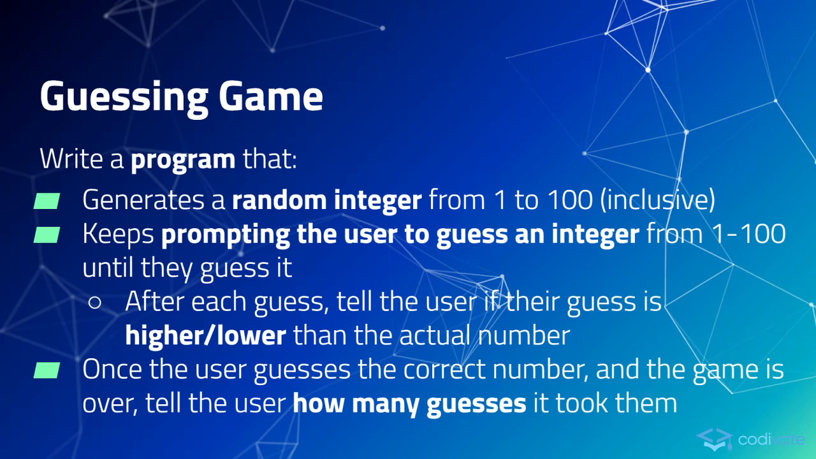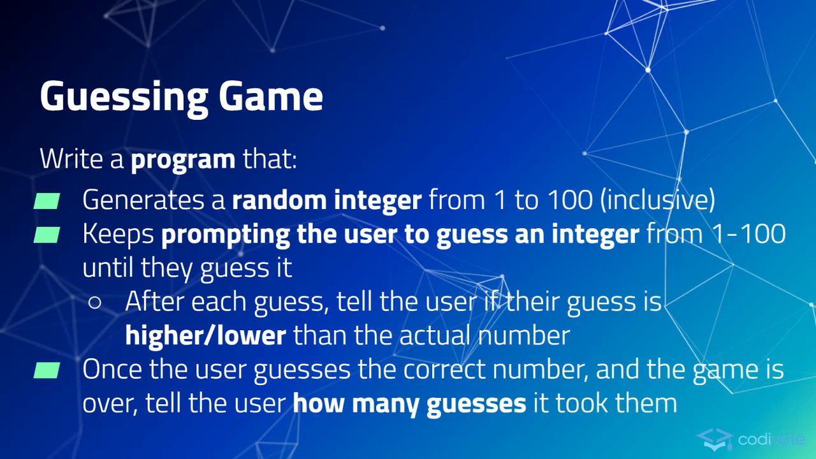Okay, the keep prompting part here sounds like we need to use a while loop. Also, the until is another hint that we need to use a while loop. And the prompting the user part means that we need to use the input function to get user input. After each guess, we have to tell the user if their guess is higher or lower than the actual number. This sounds like something we would do with if statements and less than or greater than signs.